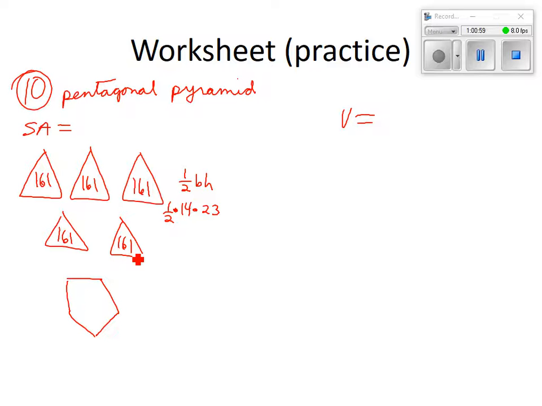Now, what's the formula for area of that pentagon? Half times P times A. What's P stand for? Perimeter. So we have 1/2 times, what is the perimeter of the pentagon? 70. Everybody agree with that? How do you get 70? 14 times 5. Then the apothem, that's the A, is 9.63.